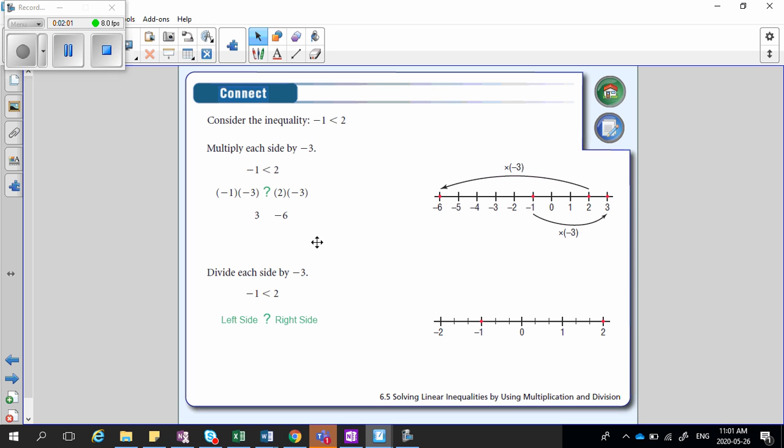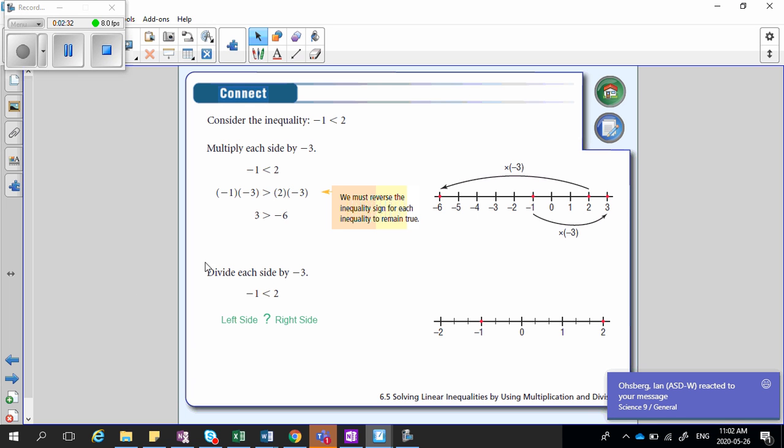Is it still true that the left side is less than the right side? Is 3 less than negative 6? Uh-oh, here that's not true anymore. So what happens when we multiply by a negative number is our inequality sign reverses itself. It changes direction. So it used to be that the left side was less than the right side. Now the left side is greater than the right side.